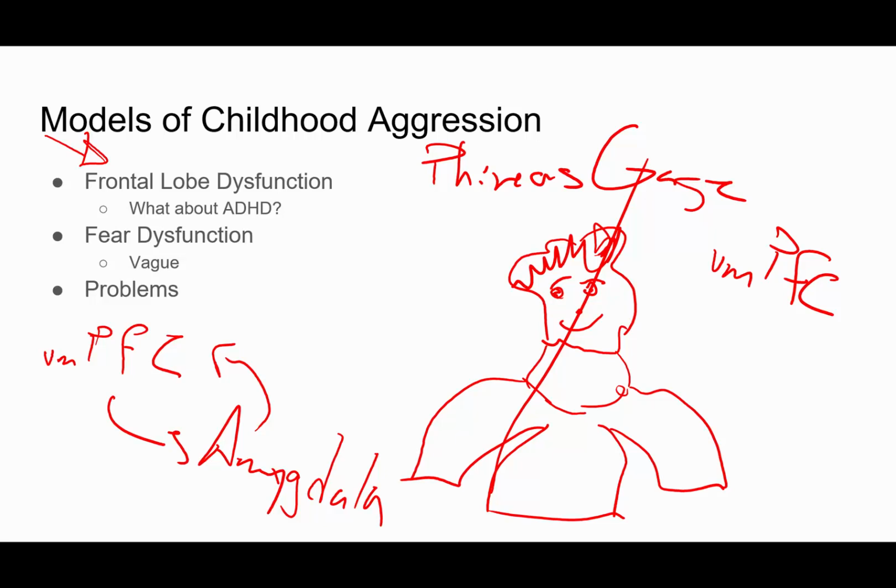Other questions about this? It's kind of straightforward, right? Kids' brains aren't fully developed. When they're not fully developed, they're going to improperly analyze situations, and they're going to choose behaviors that don't work.